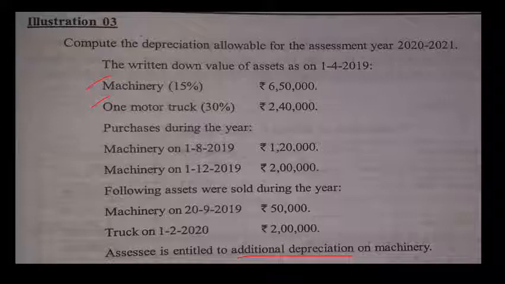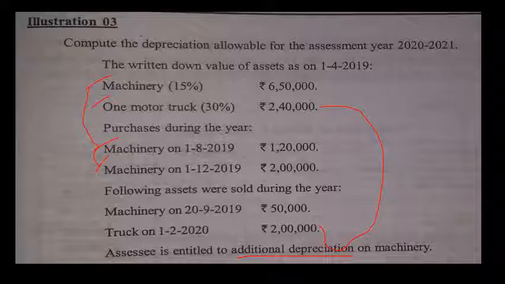One is machinery, and under machinery there are two purchases in the previous year. So these assets come under the category of machinery, and under motor truck there is no purchase in the previous year. In the motor truck there was only one motor truck and it was sold in the previous year. Once an asset is sold in the previous year, it means it does not exist. After 1st February 2020, the motor truck was not with the SSC. It was sold in the previous year.